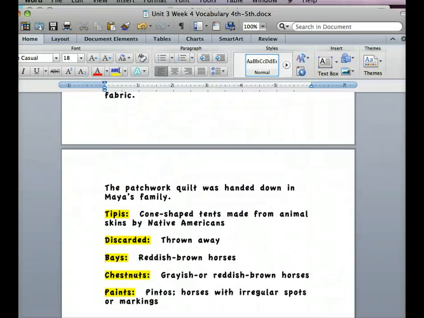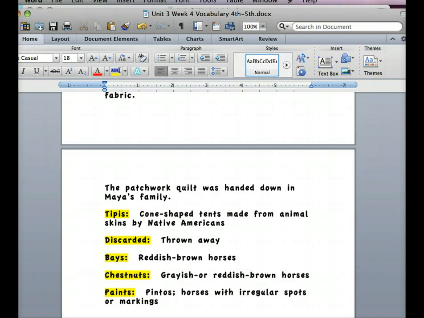Teepees. Round-shaped tents made from animal skin by Native Americans. Discarded means thrown away. Bays. Reddish-brown horses. Chestnuts. Grayish or reddish-brown horses. And paints. Pintos. Horses with irregular spots or markings.